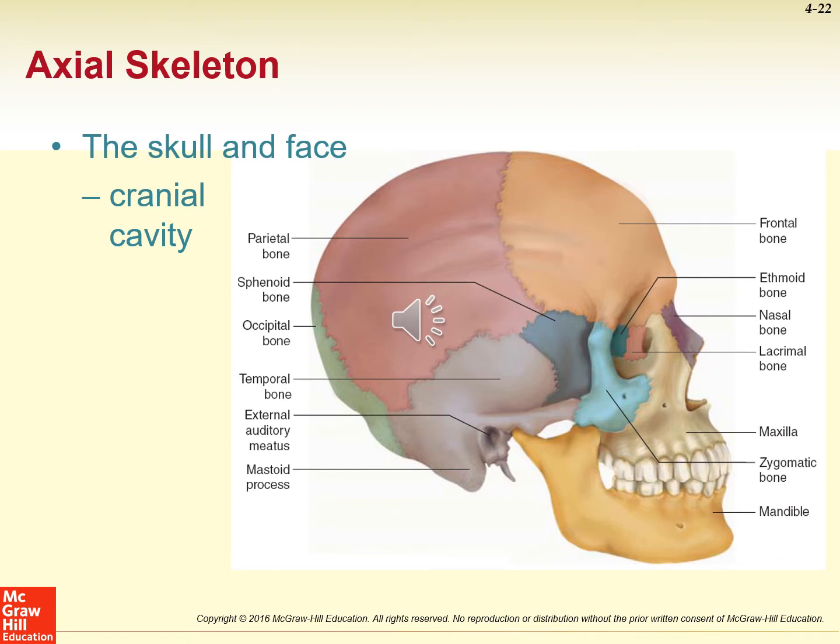How many bones make up the human skull? That would be 22. Can you identify on this picture the frontal bone, the parietal bone, the occipital bone, temporal bone, sphenoid bone, and ethmoid bone?